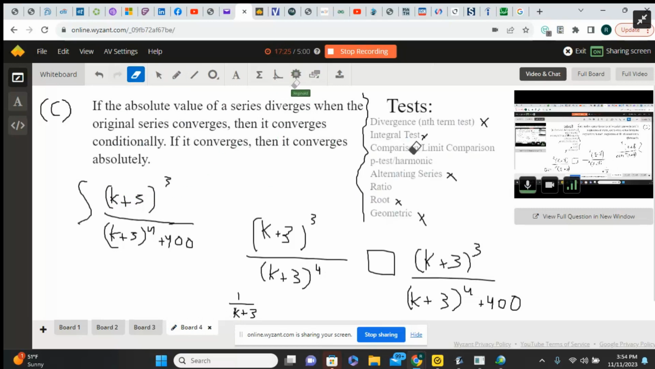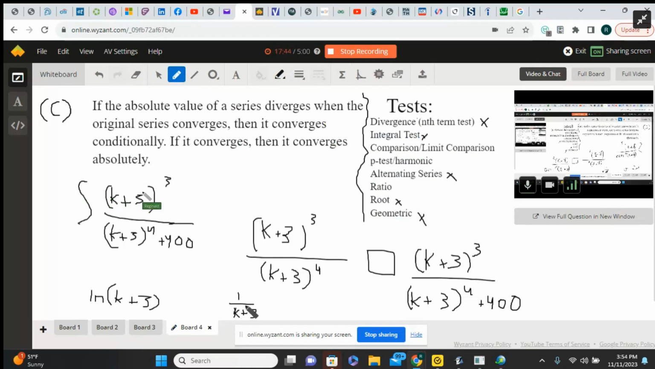Okay, so go through these tests again. The divergence test fails. With the integral test, we get the natural log of k plus 3, which says that this thing diverges. This diverges, and this is smaller than it. So with the comparison test, this diverges, but that doesn't say anything about this. We have to use the limit comparison test.